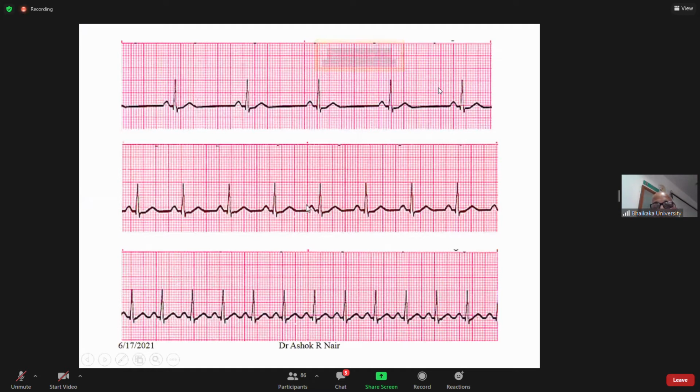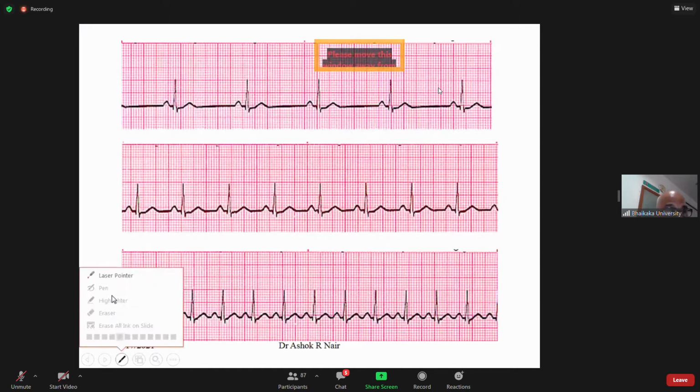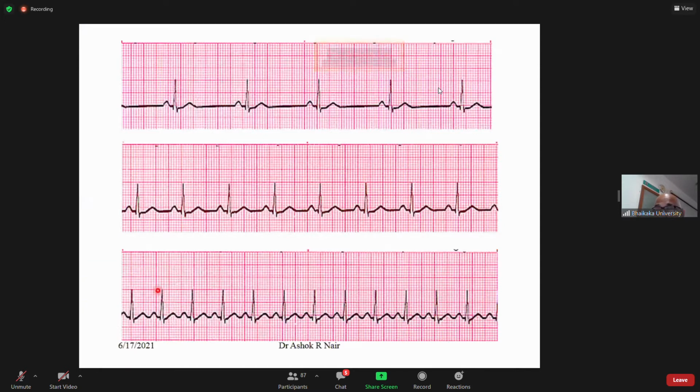25 millimeter per second is the chart speed. So if it's a 10-second strip, it means a 25 millimeter per second strip, 10 centimeters. Or you take a 6-second strip. Let us say 6 seconds means from this point here. Let me get a pointer. Let's say from here to this point. This might be around 6 seconds.